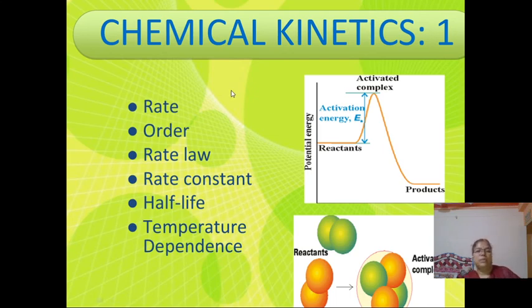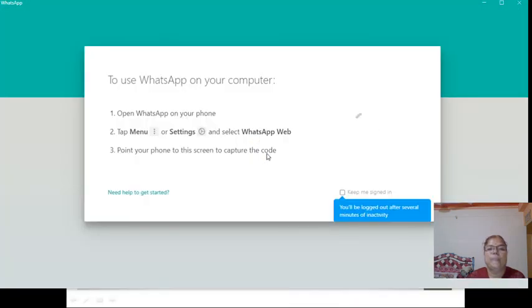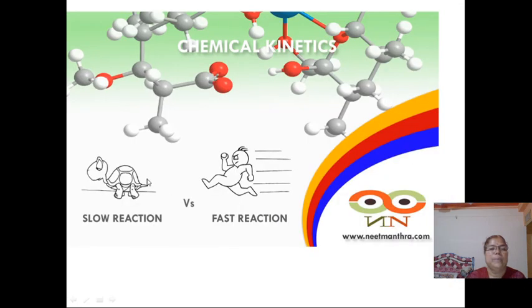So, good morning, students. Last time you learned the introductory part of chemical kinetics, and you learned what is the rate of reaction, what is the rate law, what is the rate constant, what is the order of reaction, what is the molecularity of reaction. Okay, then here there are two types of reactions, very fast reactions and very slow reactions.